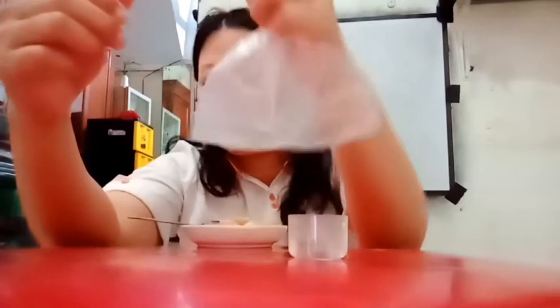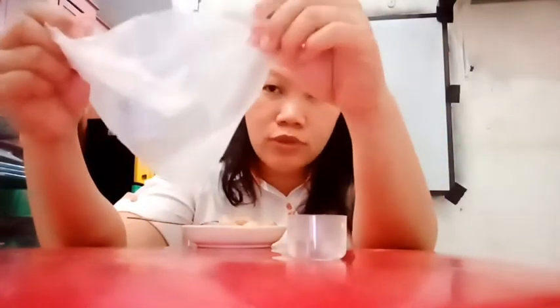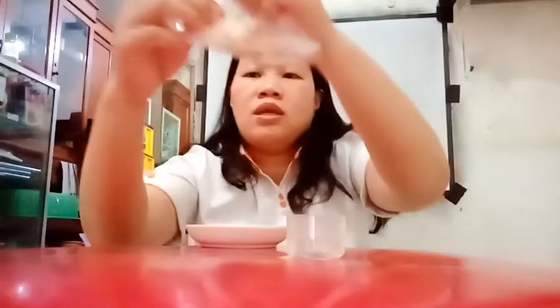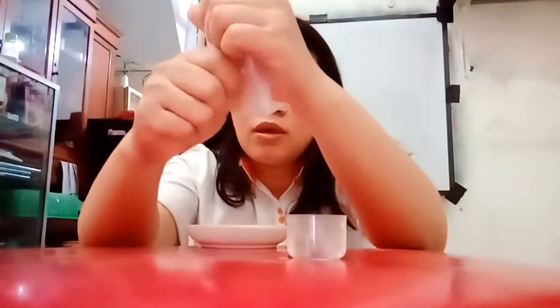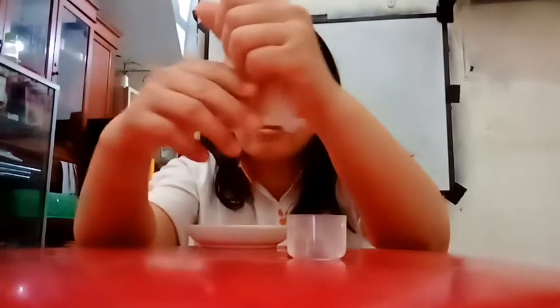All the food will reach the stomach. The stomach looks like a bag with two entrances. One for the food to go in, one for the food to go out. The stomach muscle will smash and crush the food again.